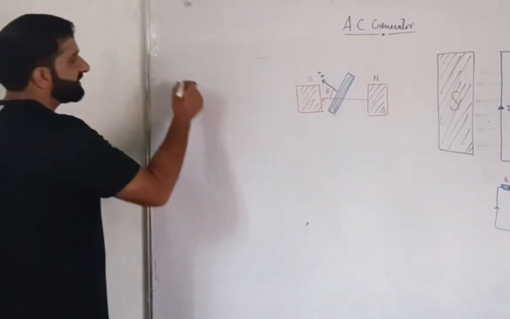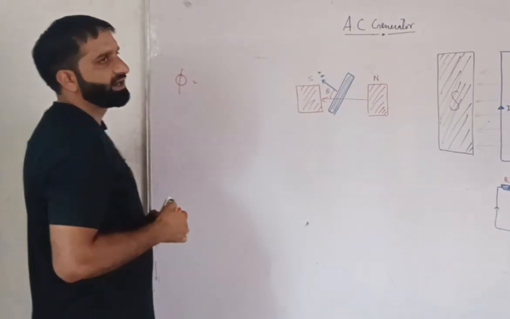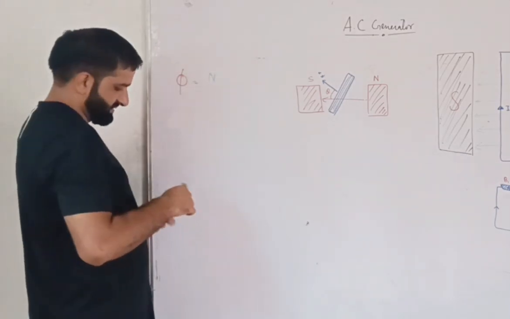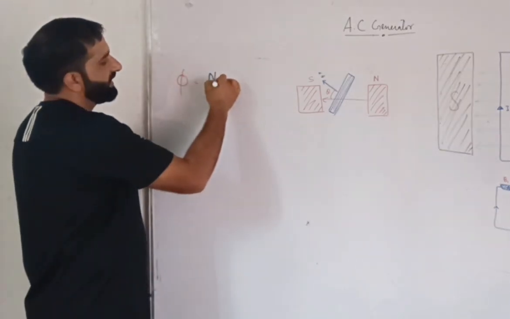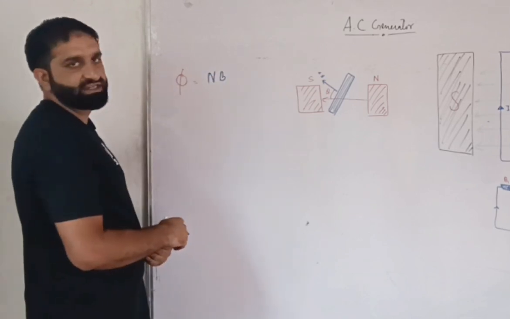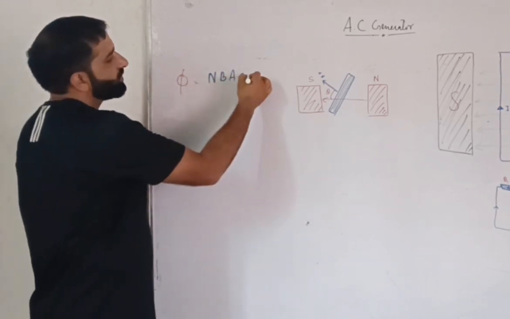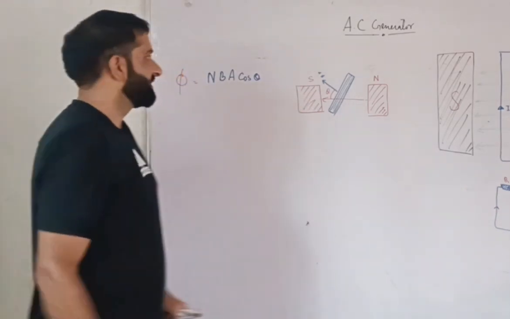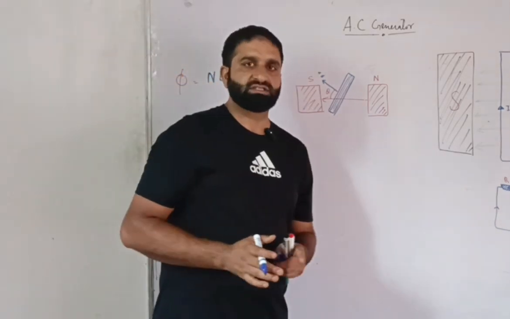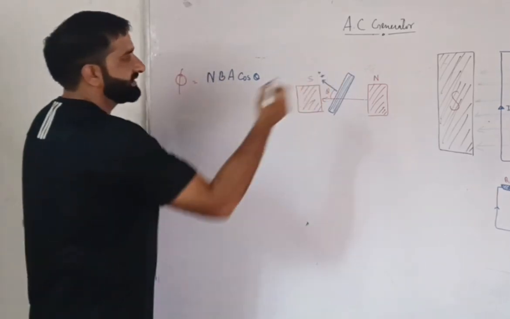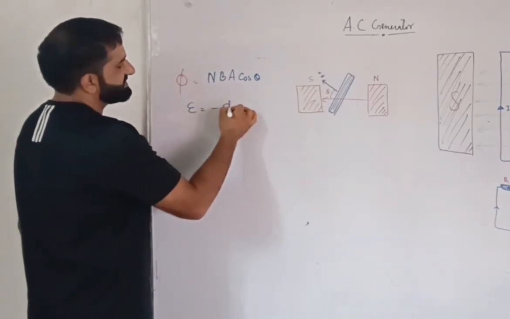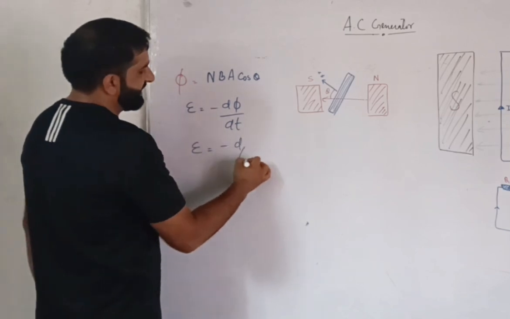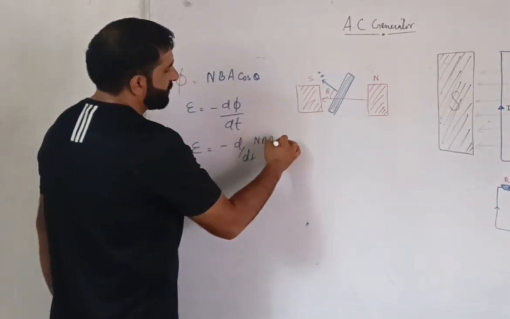Now we know that the flux linked with the coil is phi, and that is equal to N B A cos theta, where N is the number of turns of the coil, B is the magnetic flux density, A is the area, and theta is the angle between the area vector and the magnetic field. Now from Faraday's law, the EMF generated in this generator, E, is equal to minus d phi by dt. So E is equal to minus d by dt of N B A cos theta.